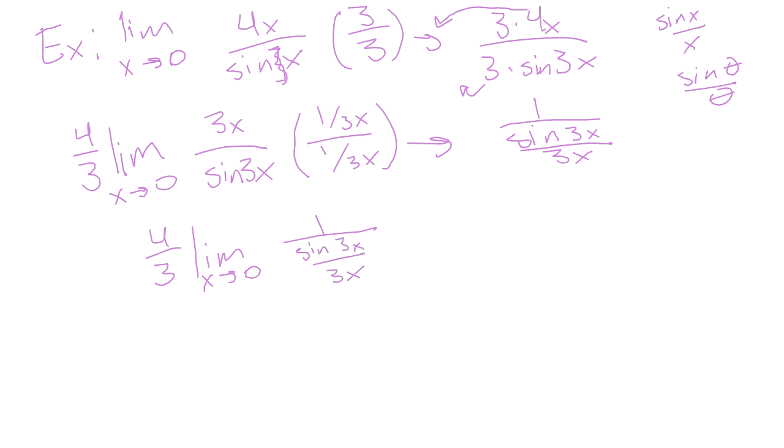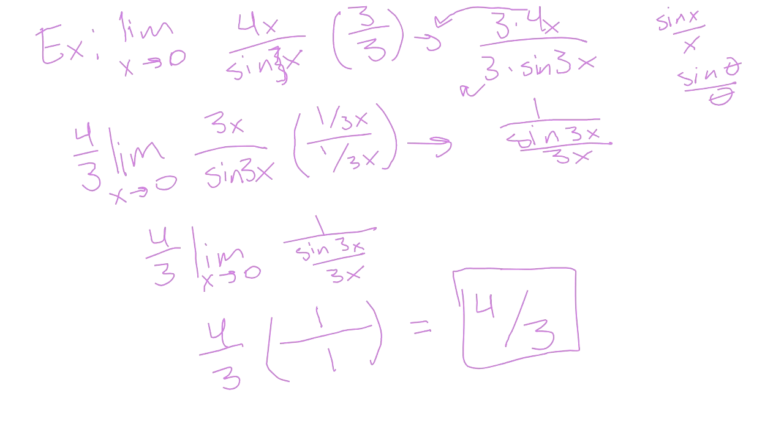So now we have the limit. In our numerator, the limit as x approaches 0 of 1 is just going to be 1. In our denominator, we have the limit as x approaches 0 of sine of 3x over 3x. That is still going to just equal 1. So we can plug that in. So therefore, our final limit is going to be 4/3.